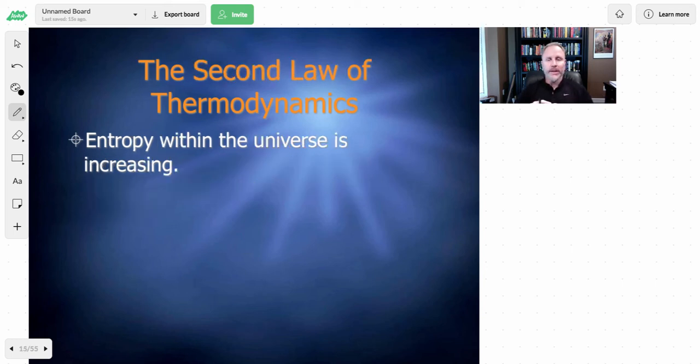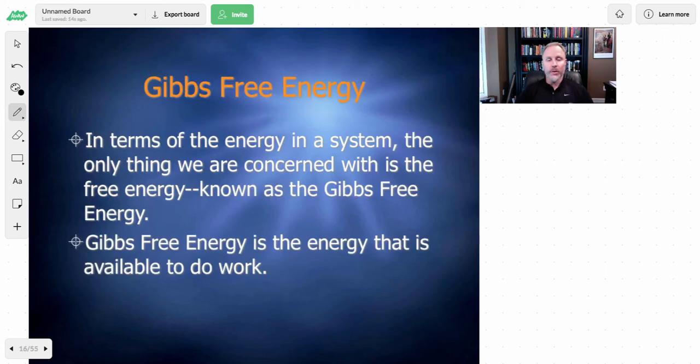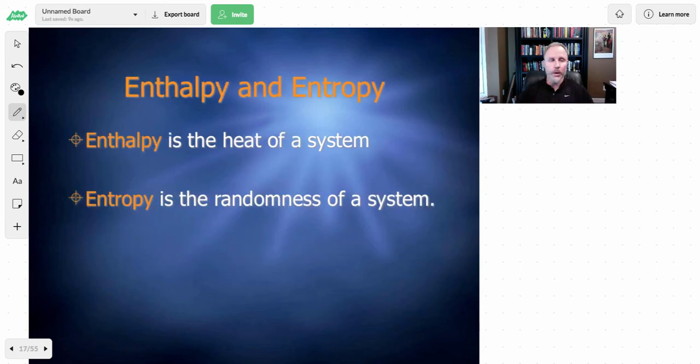The second law of thermodynamics might not be as familiar to you, but this deals with entropy, or the disorder and randomness, so to speak, of the universe. And what this says is that the amount of disorder within the universe is always increasing, okay? So now when we're looking at these different forms of energy, the only energy really that's useful from our standpoint when we're talking about enzymes is the Gibbs free energy, or the free energy within the system, and that's the energy that's available to do work, okay?